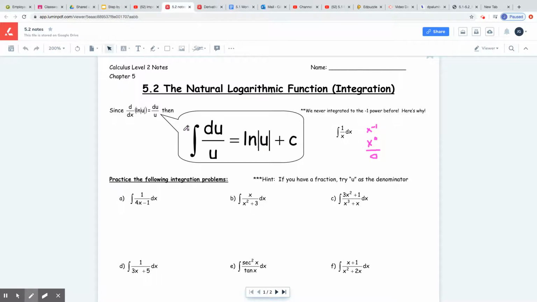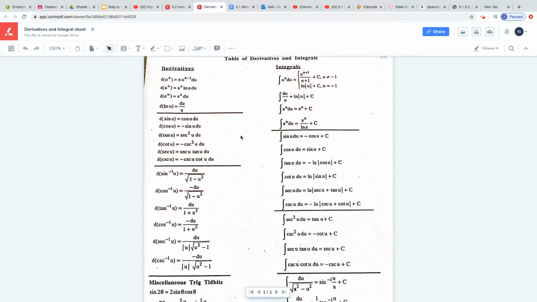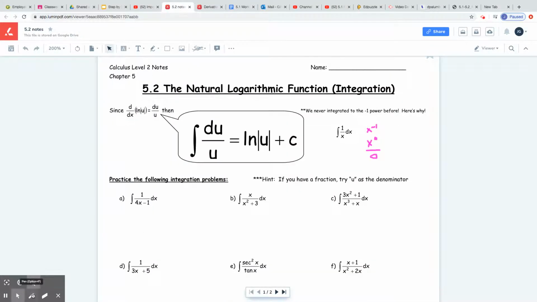Now, once again, you don't need to memorize this formula because here's your formula sheet. The integral of du over u right here is the natural log of u plus c. Also, looking over here on the left, the derivative of the natural log is du over u. So all of this stuff is on this derivative integral sheet. Very, very important, very useful resource. If you're going to take calc courses again, this is a good little reference to keep handy when you go to college. Okay, so let's go back to here.